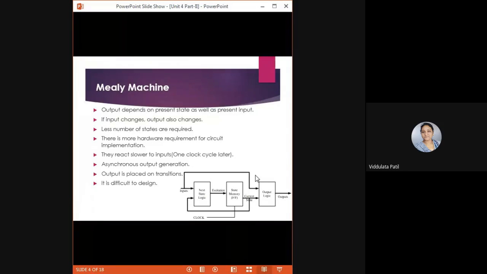Also it generates an asynchronous output. And as more hardware is required, it is also difficult to design. So these are some of the disadvantages of the Mealy machine, and that is the difference between the Mealy machine and Moore machine. Okay, so we are going to design now different applications using these machines, a Mealy machine or Moore machine.